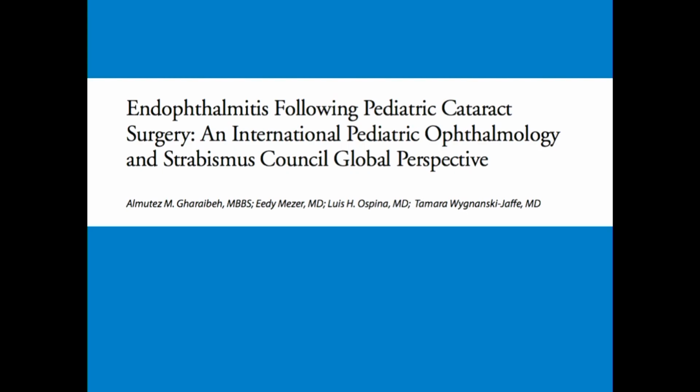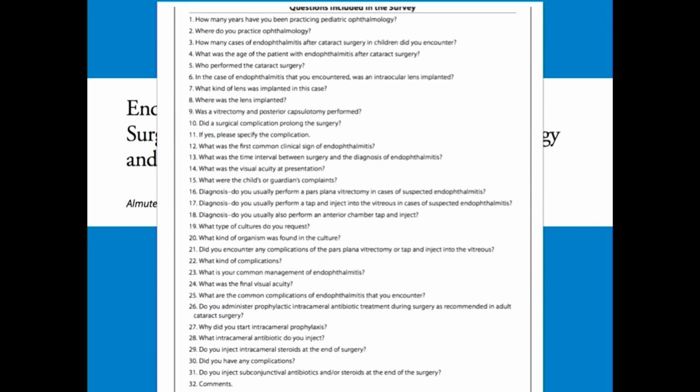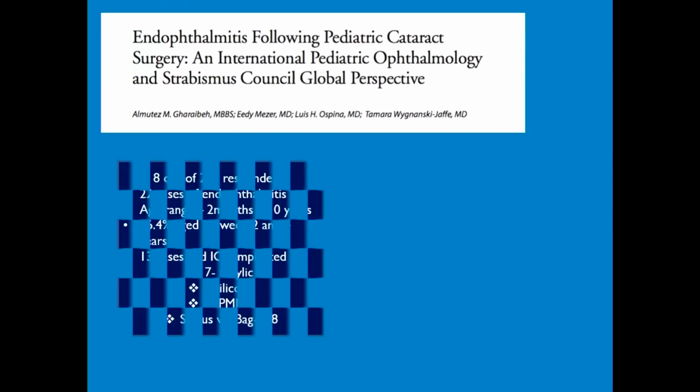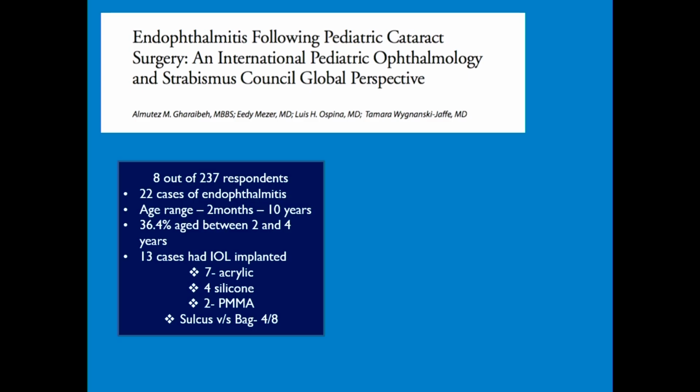This is a very nice global perspective of pediatric cataract. These were all pediatric ophthalmologists who answered this questionnaire. This is a 32-question study. From this study, the conclusion drawn was that 8 out of 237 respondents actually had cases of endophthalmitis. There were 22 cases of endophthalmitis. The age range was 2 months to 10 years, and almost a third of cases were children between 2 and 4 years of age.